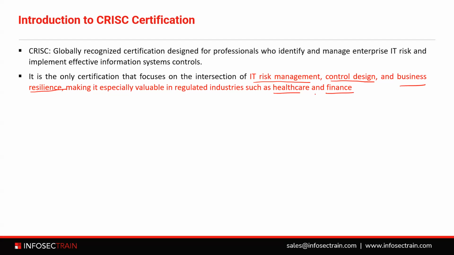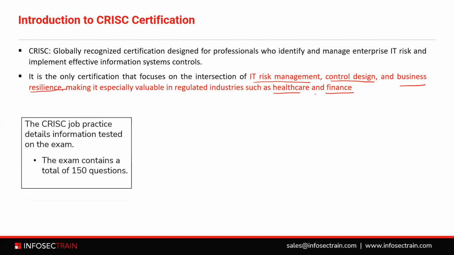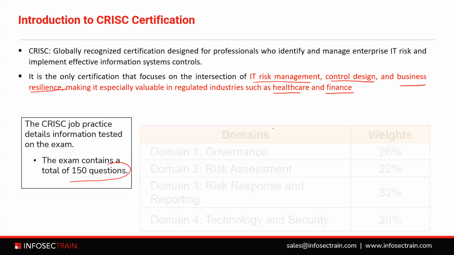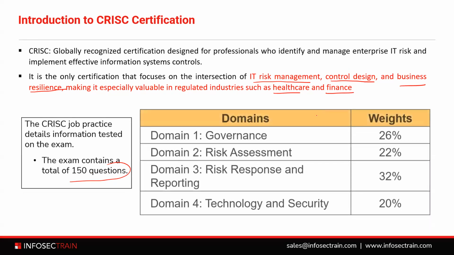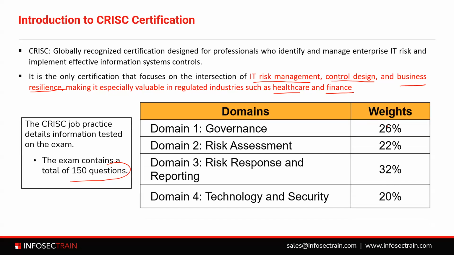Now the exam has in all 150 questions. If we see the domains, you have 4 domains and their weights. Domain 1, governance, weight is 26% out of the total 150 questions. Domain 2, risk assessment, 22%. Domain 3, risk response and reporting, 32%. This is the domain which has the highest weightage. Domain 4, technology and security, has a weightage of 20%. Fine.